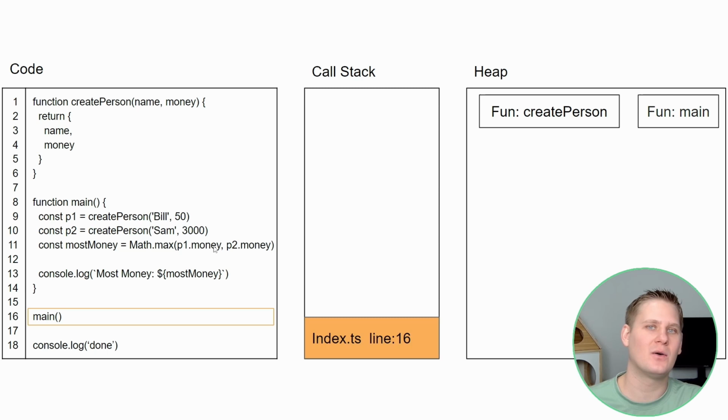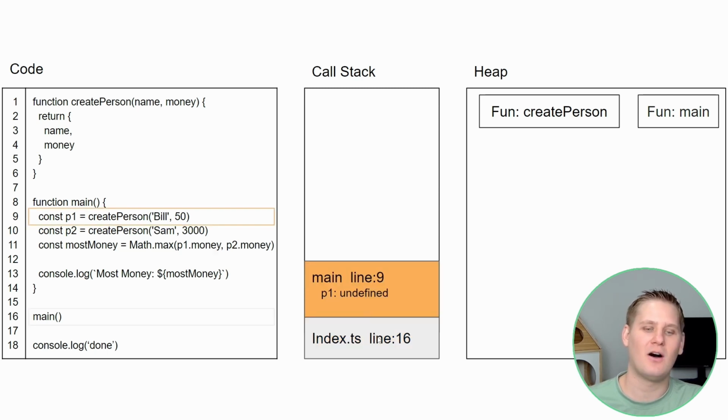So when we invoke the main function, the call stack will get a new frame. The first frame is this index.ts file, keeping track of what line we're on. And when we invoke this function, we get a new frame for the main function, which tracks where inside of this main function we are, as well as any variables that are created within that function.